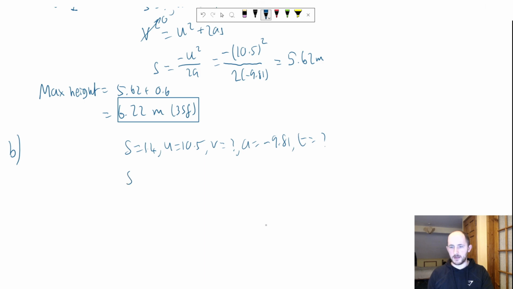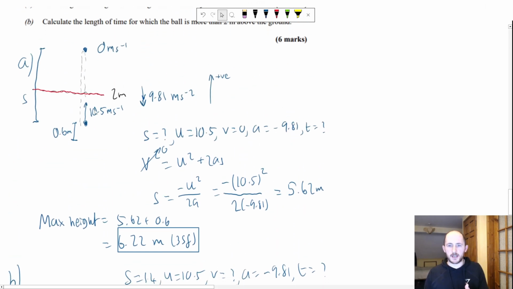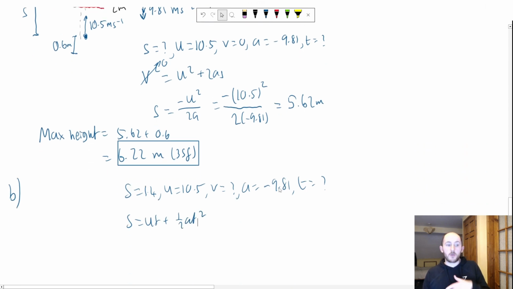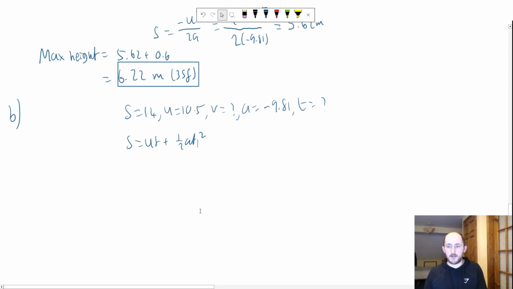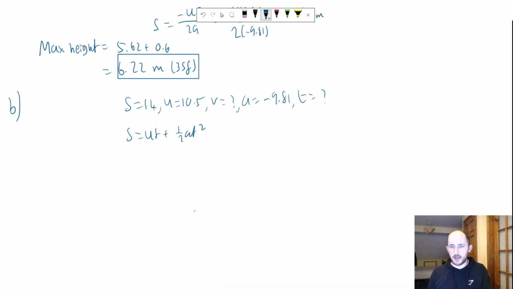So this means we're going to be using s equals ut plus half at squared. And this is also another really good point for getting that A star in mechanics, is we should use our logic. I mentioned that there's going to be 2 separate times, right? Because it goes up, comes back down. It's going to cross that 2 meter line twice, right? Now, what equation is going to give us 2 possibilities? Well, it's going to be a quadratic equation. The only quadratic we know with t is s equals ut plus half at squared. So subbing this all in, we get 1.4 equals 10.5t plus a half negative 9.81 t squared.